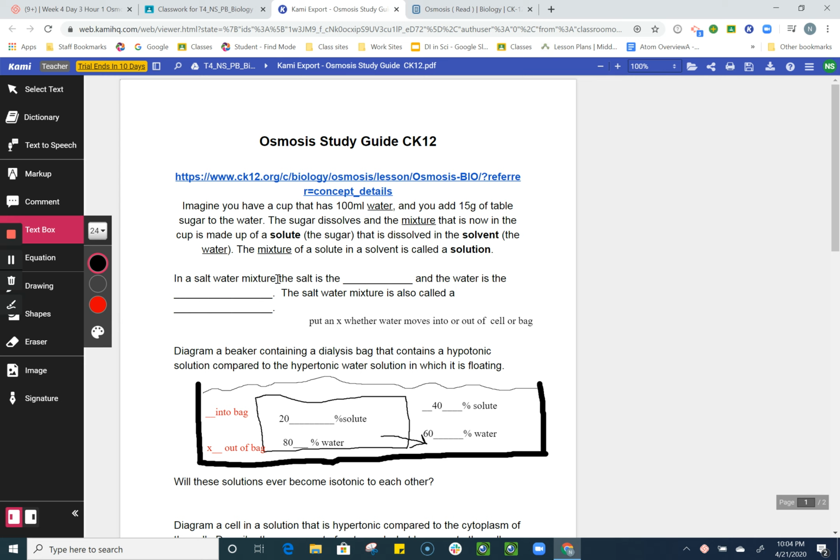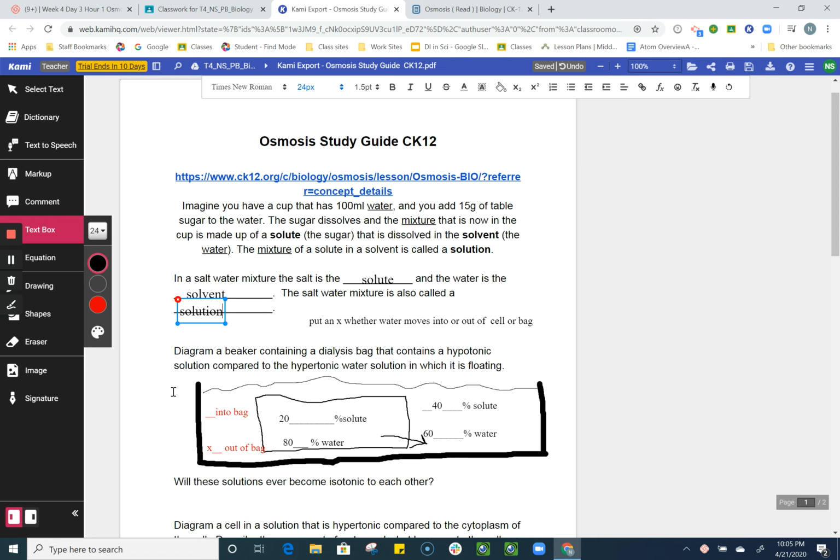So in a saltwater mixture, the salt is the solute and the water is the, that's kind of being a little weird. I need to get a text box going there. The water is the solvent, okay? And the saltwater mixture is also called a solution.